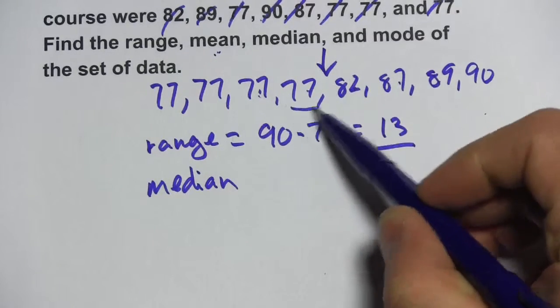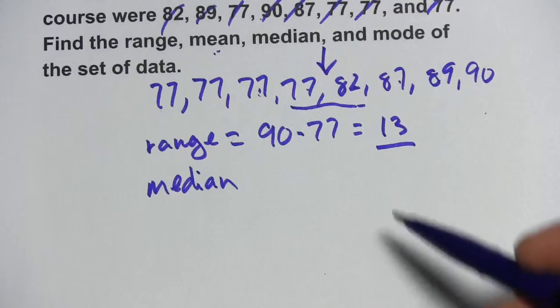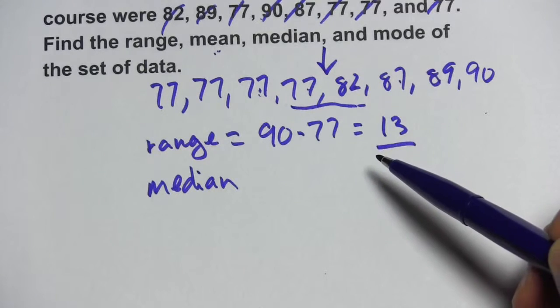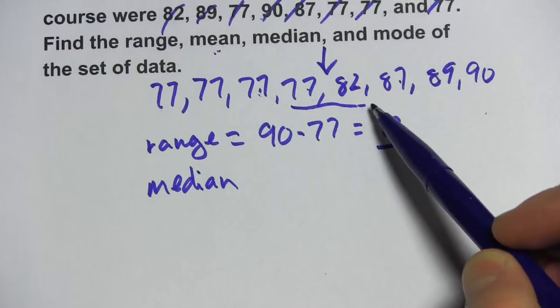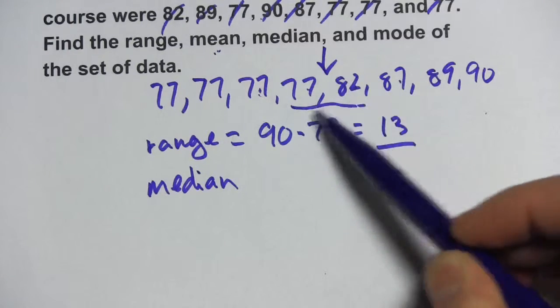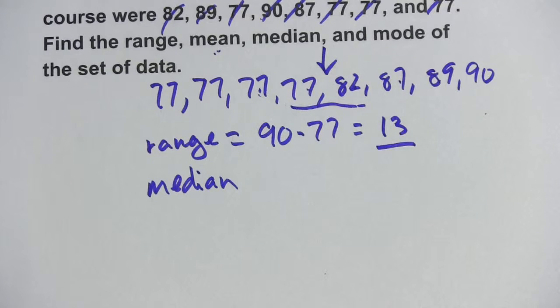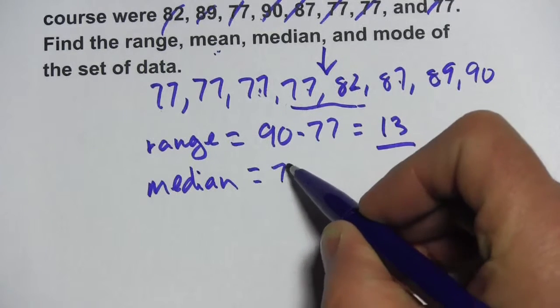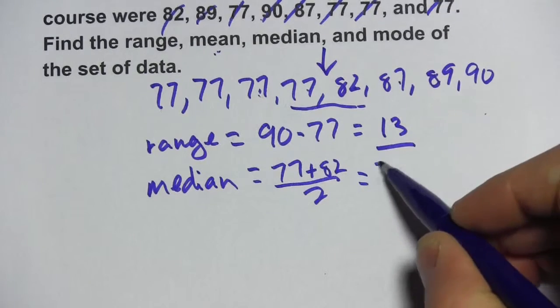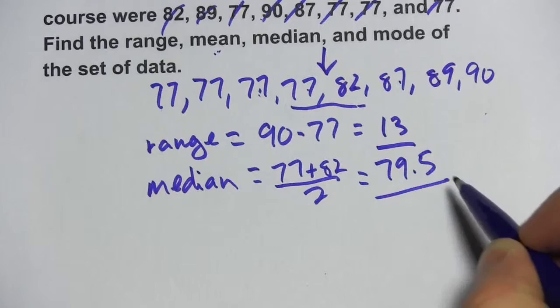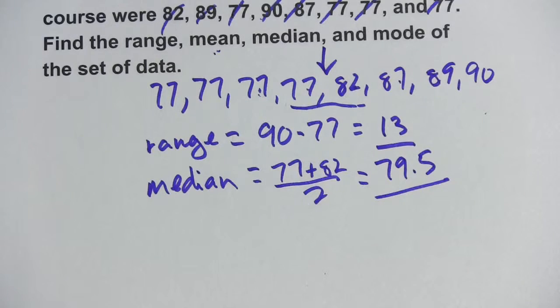You'd just grab that 77 and stick it there for the median. But when you have basically 2 numbers in the middle, you take the average of those 2 numbers for your median. And to take an average, you add the numbers together and then you divide by the number of numbers that there are. In this case, there's only 2 that I'm looking at. So I would say 77 plus 82 divided by 2. So let's write that out. 77 plus 82 divided by 2. And what I get is 79.5. So that is our median.